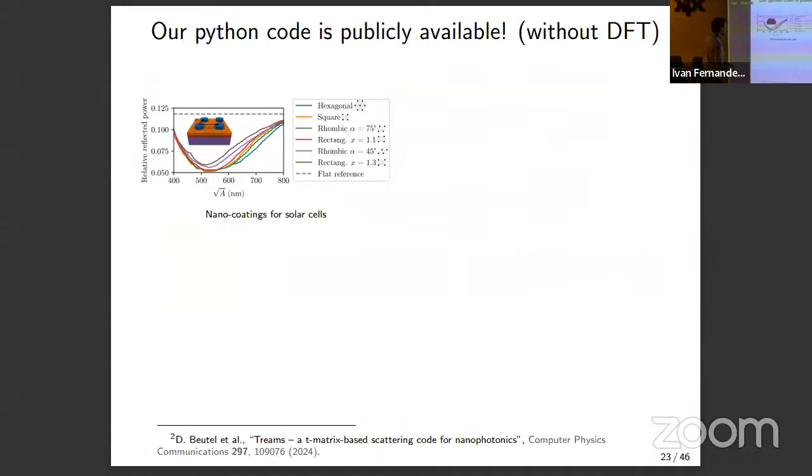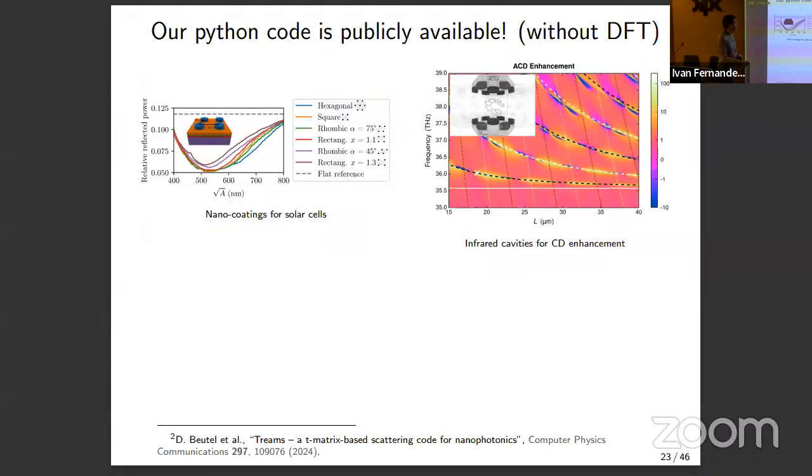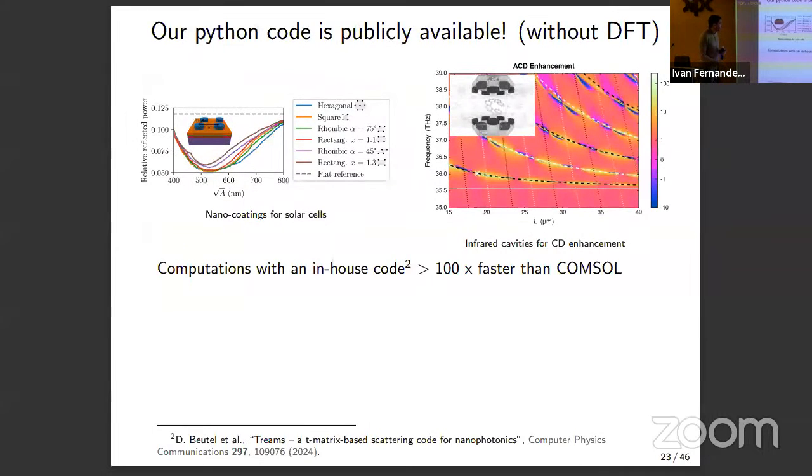Okay, here's the last slide from the first part. The code that I'm talking about, not the DFT part but the other part, the whole thing else, is publicly available. These are simulations that we did. I'm not going to explain them. This is the optimization of an anti-reflection coating for a solar cell, and this is some chiral sensing inside a cavity. The point I wanted to make is that there are thousands of simulations in each of these pictures. If you try to do this with COMSOL, you will not be able to. This code is 100 times faster than COMSOL, including the time it took to compute the T matrices of the different cylinders.